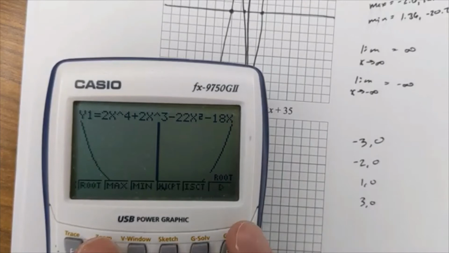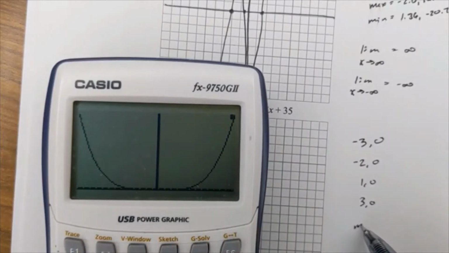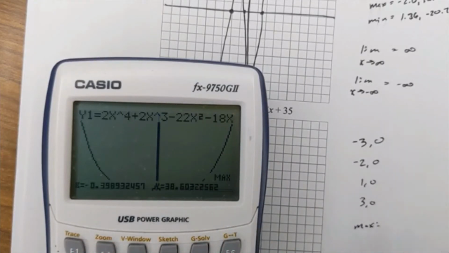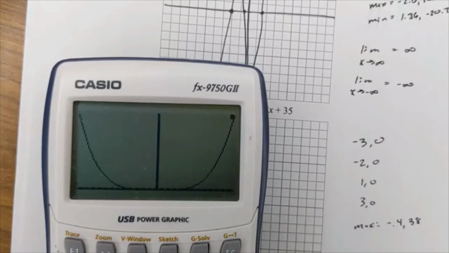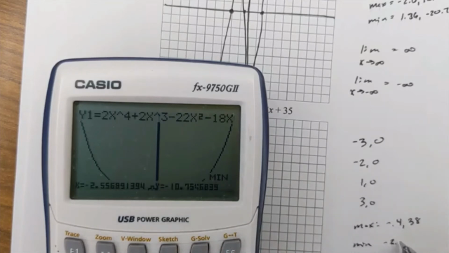So let's see if there's any maxes or mins. Oh yeah, negative 0.4, 38. Oh, because my y-axis is so crazy. Let's see if there's any more. Oh, that's the only one. G-solve minimum. Negative 2.6, negative 10.7.